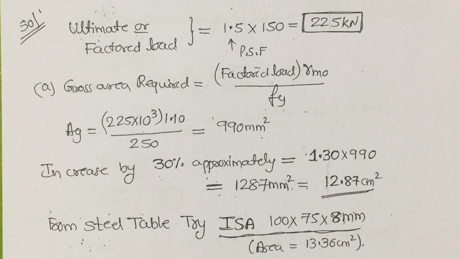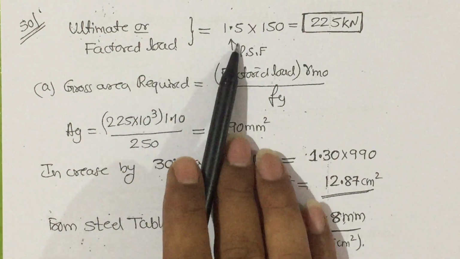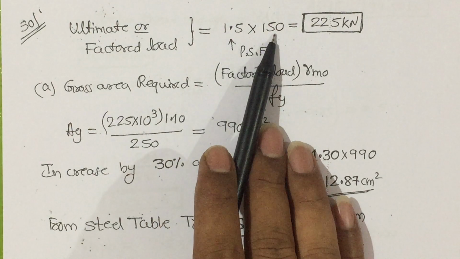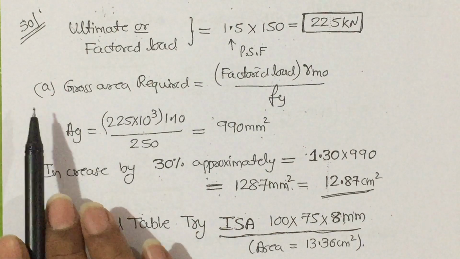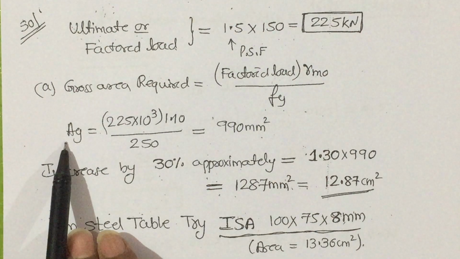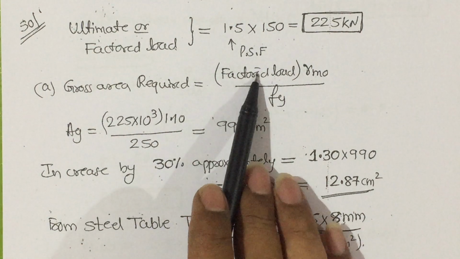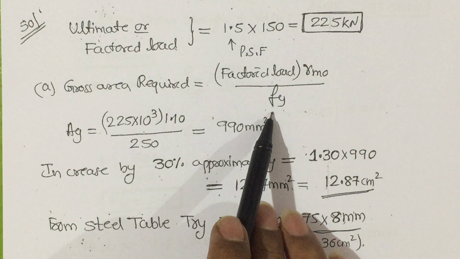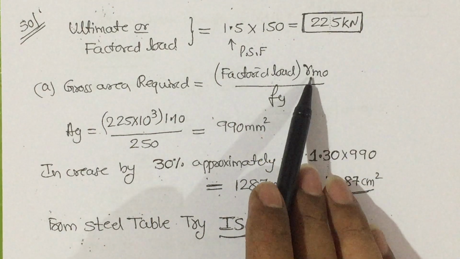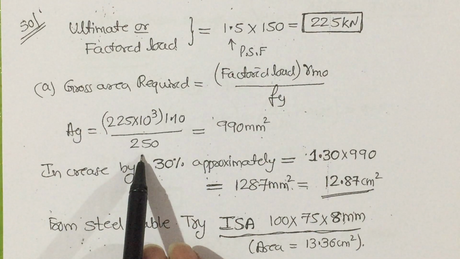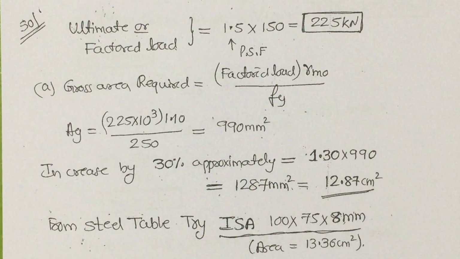First, we are going to calculate the ultimate or factored load, that is given by 1.5 times the working load. Then you are going to get 225 kilonewton. Then first step, gross area, that is Ag, given by factored load into gamma m0 by Fy. Factored load we calculated 225 into 10 power 3 Newton, gamma m0 1.1, Fy 250, 990 mm square.